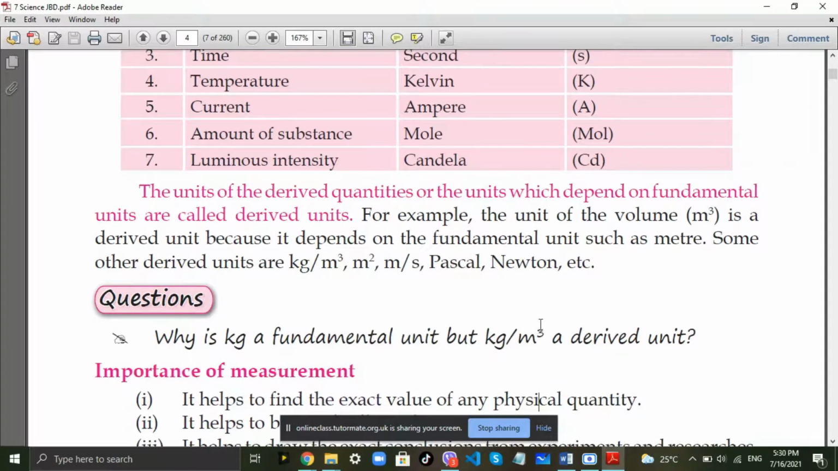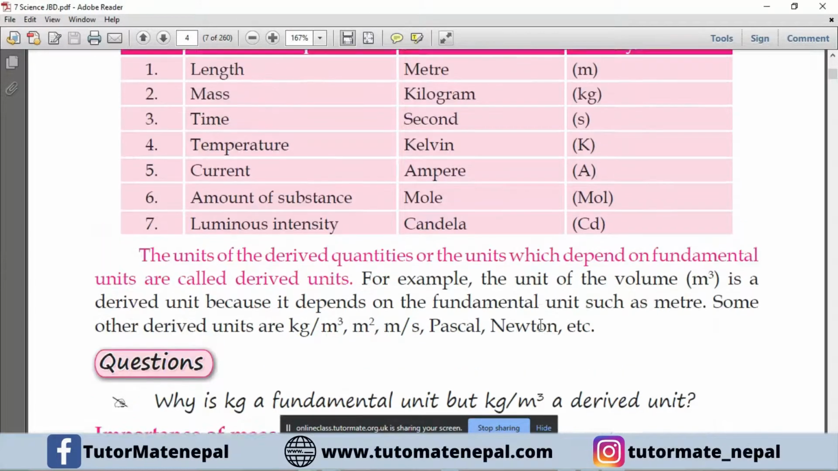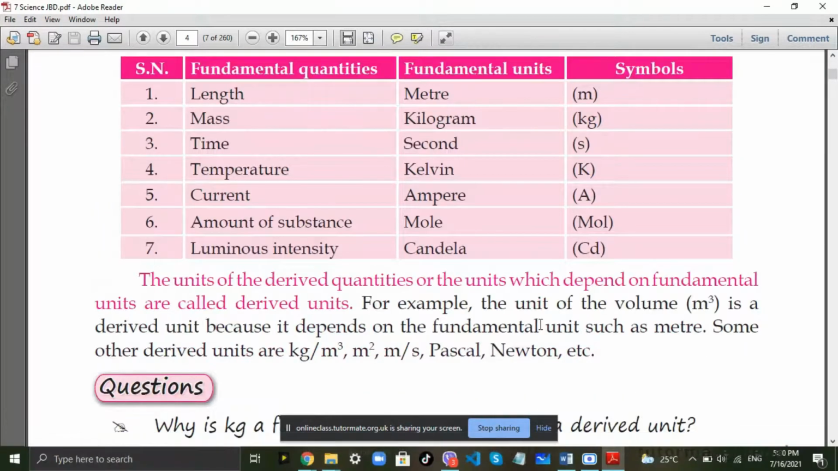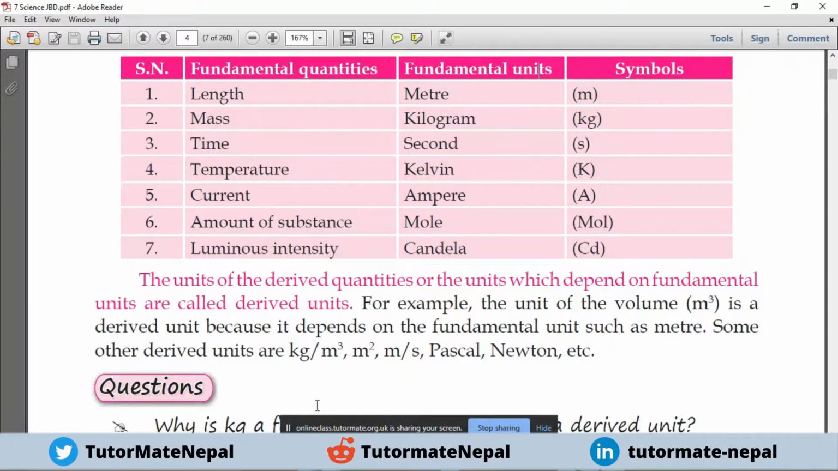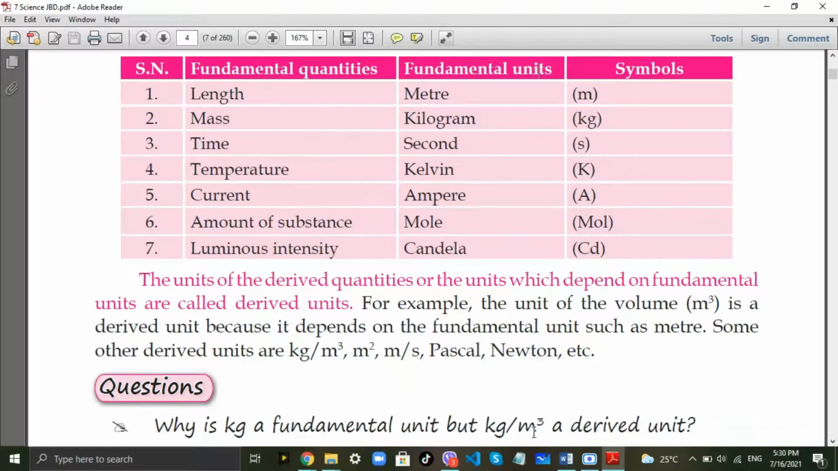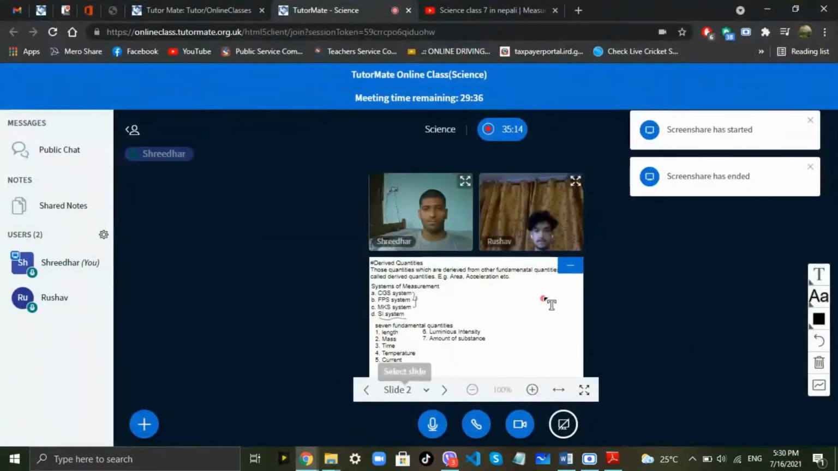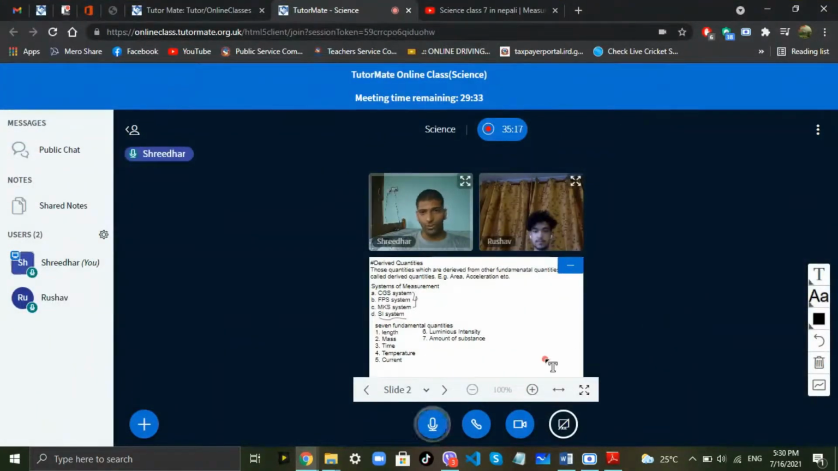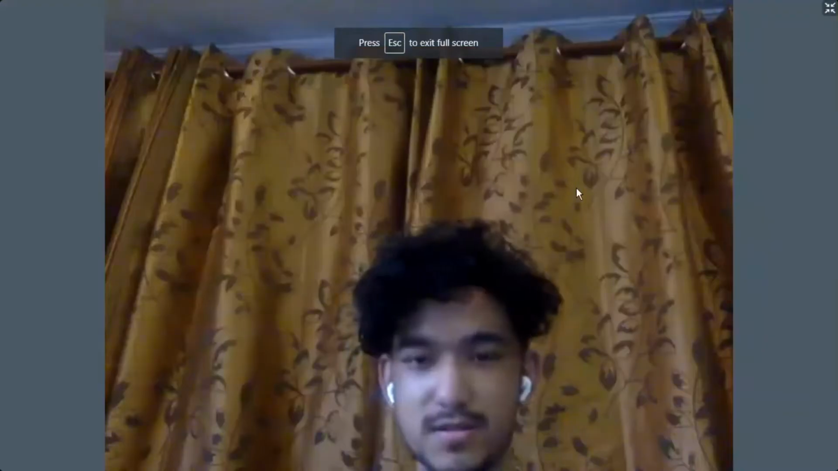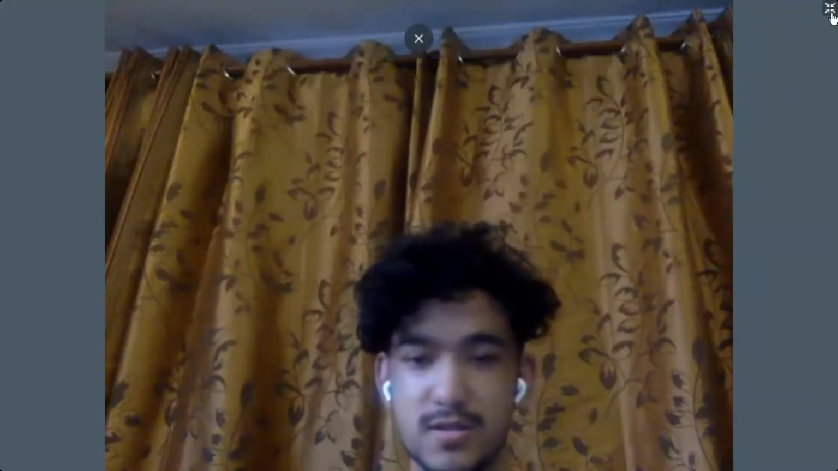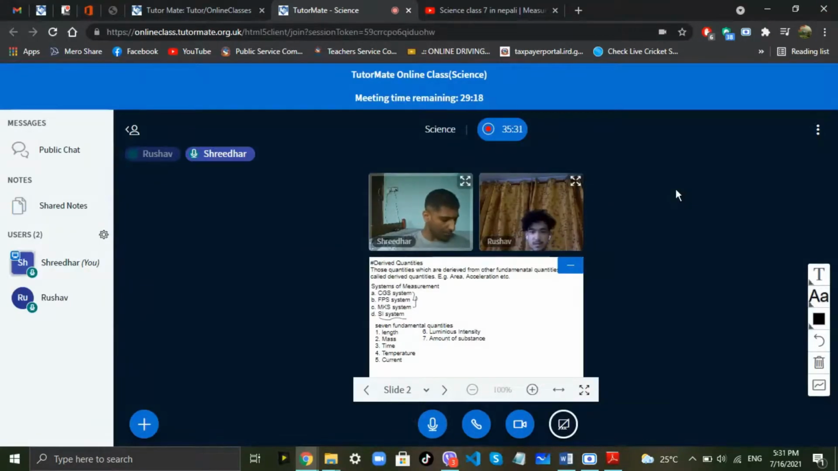So I have skipped one topic, that is unit. Do you know about unit? Rushabh, do you know what is a unit? A base unit is something a quantity is measured in, normally used for fundamental quantities. Yes, it is the reference with which we carry out the measurement.